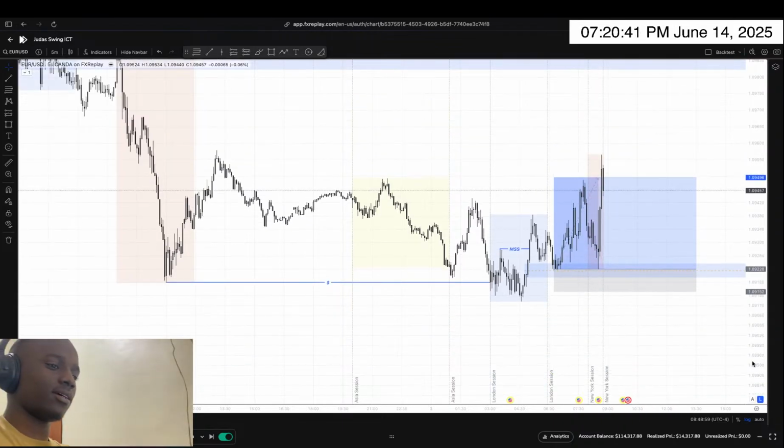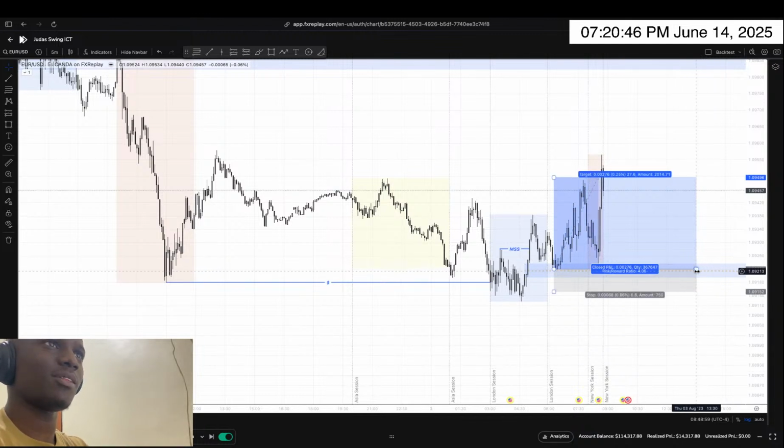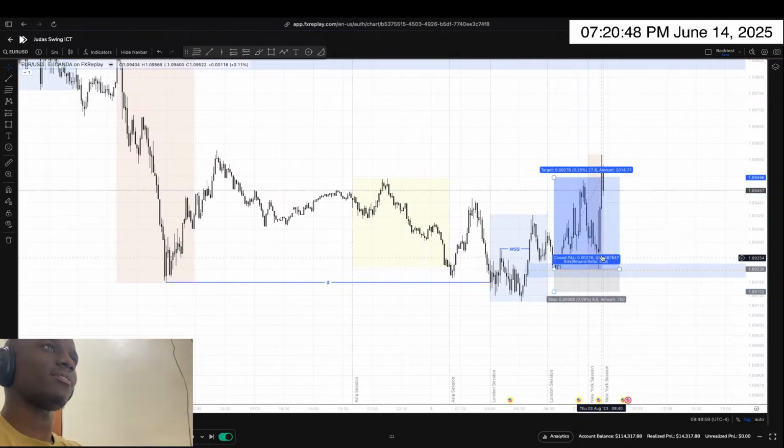Right, so I think I'll end the backtesting session here today. Why didn't I take this trade? I thought I had taken it, but I think I'll end the session here today.